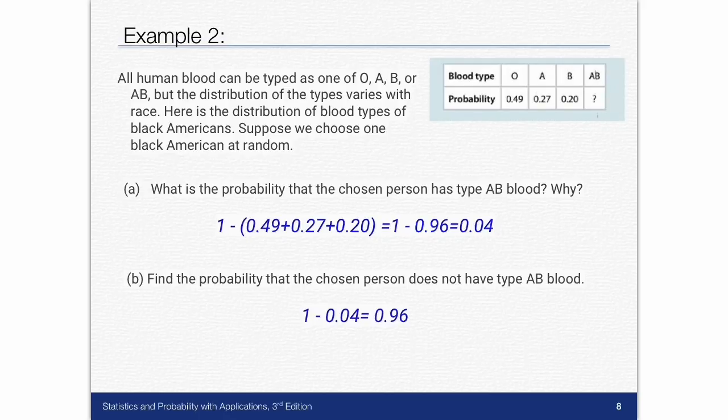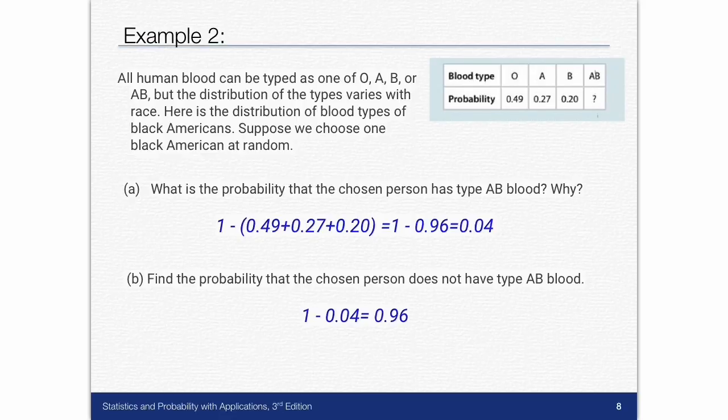All right, so here's another example. All human blood can be typed as either O, A, B, or AB. But the distribution of types varies with race. Here's the distribution of blood types of Black Americans. Suppose we choose one Black American at random. All right, what's the probability that the chosen person has type AB blood and why?